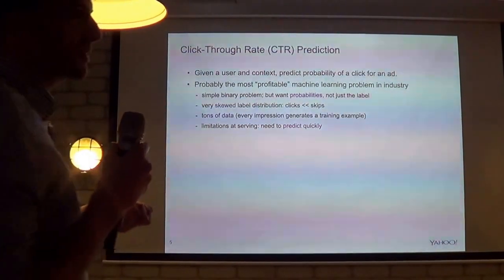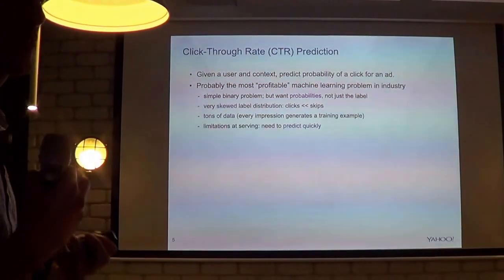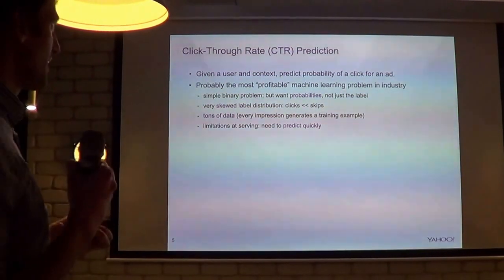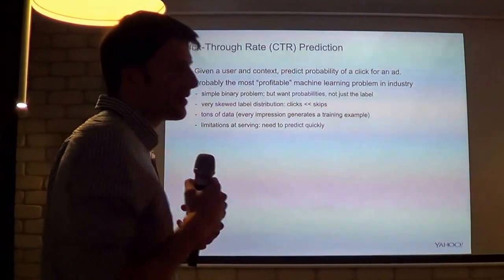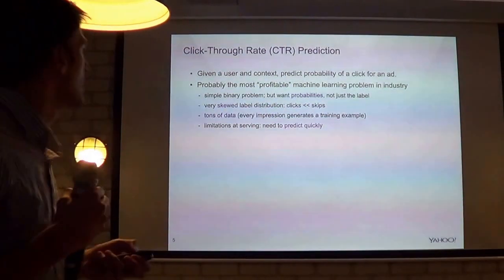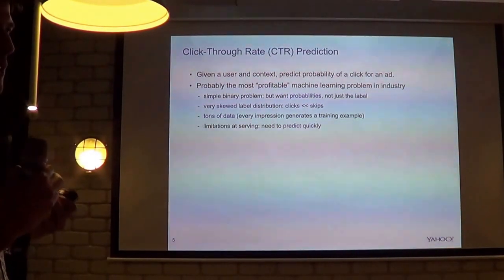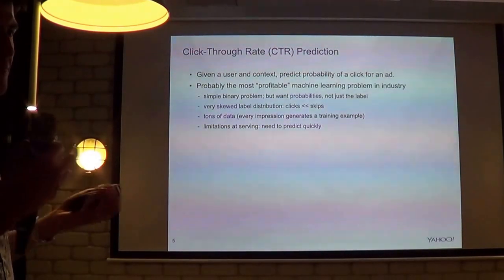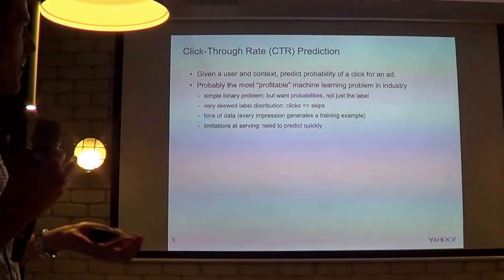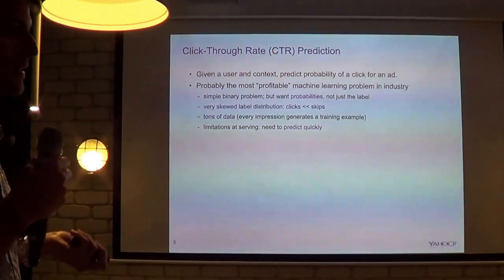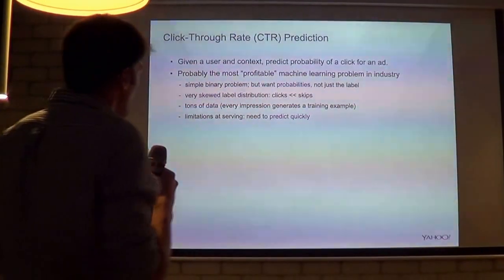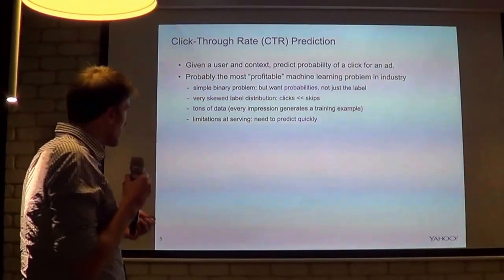As the AppSolver talk already showed, we have a lot of data, tons of data. Often subsampling is done to actually handle the data. And essentially every impression on a Yahoo page essentially generates a training example. So you would get billions of examples a day.